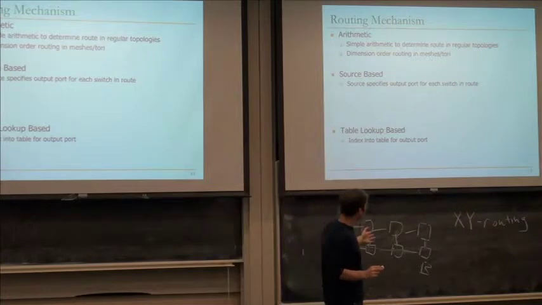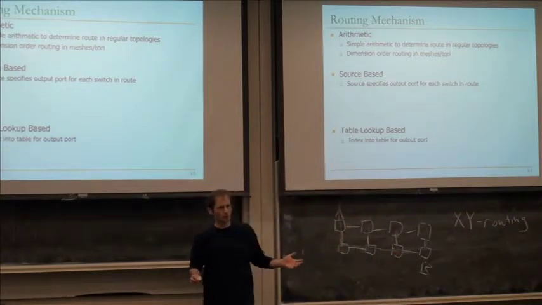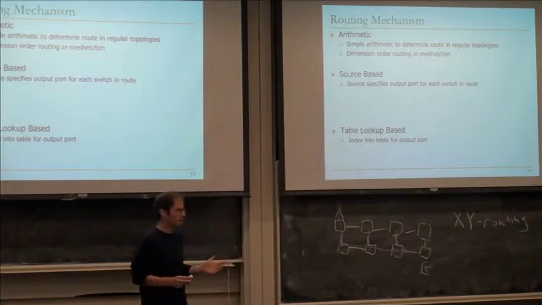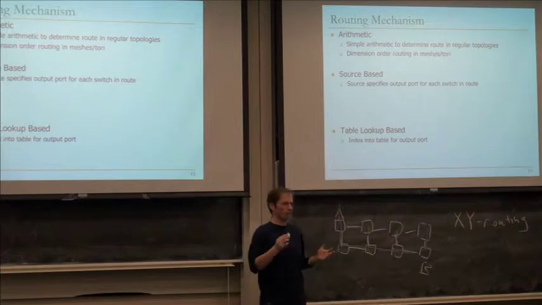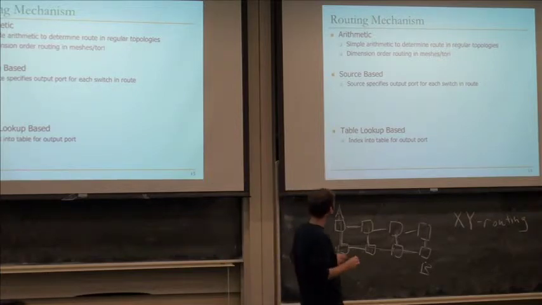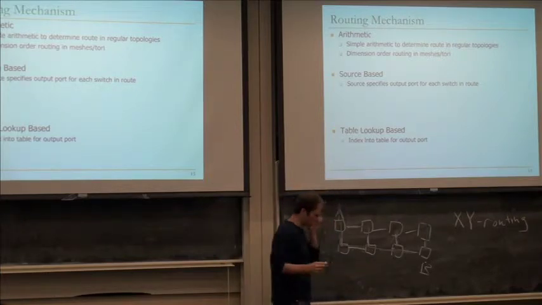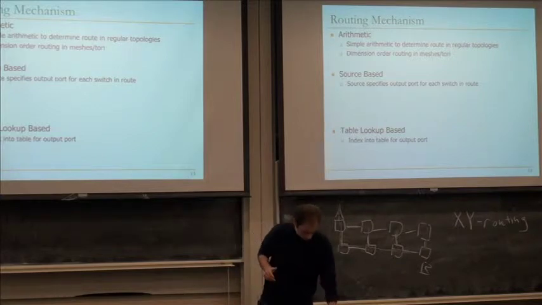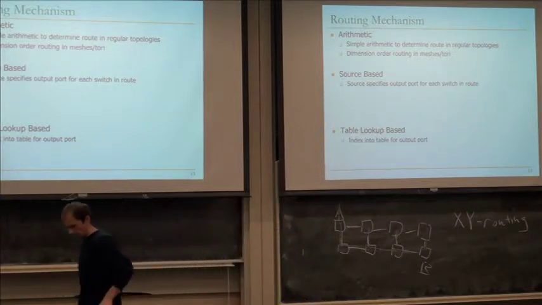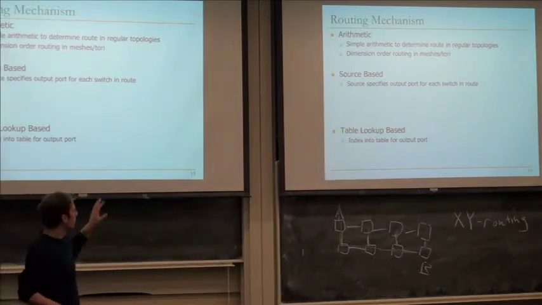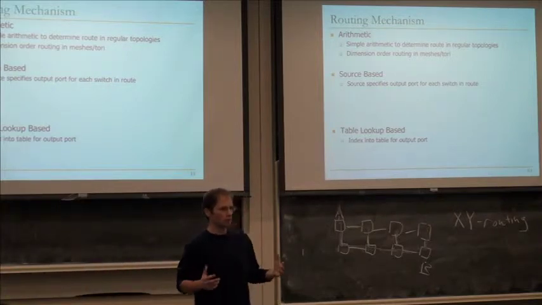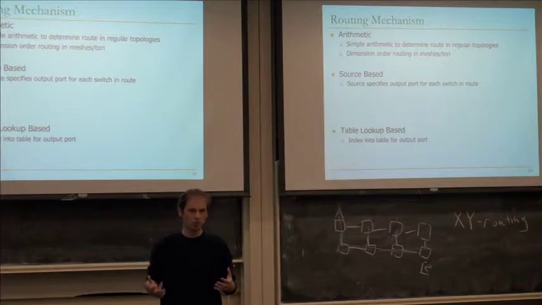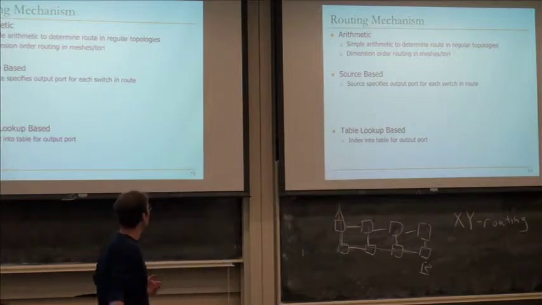And so this is nice. It's easy to define. In hardware, all you need is a few comparators to look at your destination address and say, am I in the proper column? If not, figure out if I need to go left or right. If I am, figure out if I need to go up or down. So it's simple, and it turns out it's pretty easy to reason about too in terms of deadlock, which is a nice advantage. Arithmetic routing works well when you have these regular topologies where you can define this logical function on how to get to your destination.